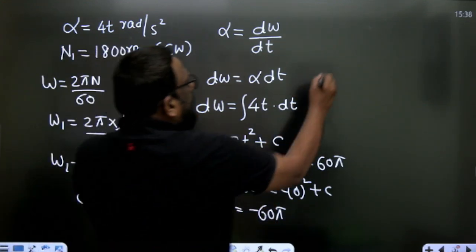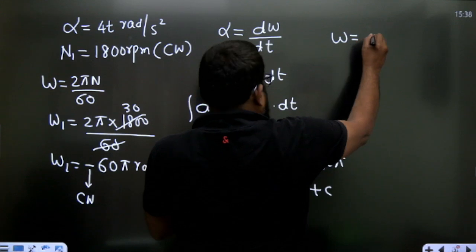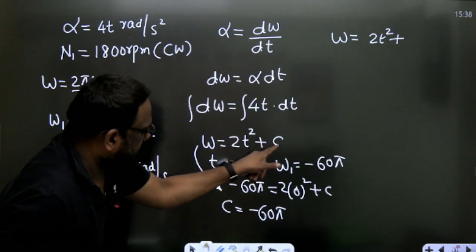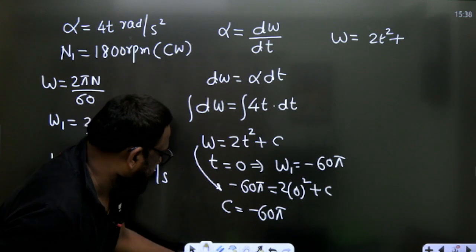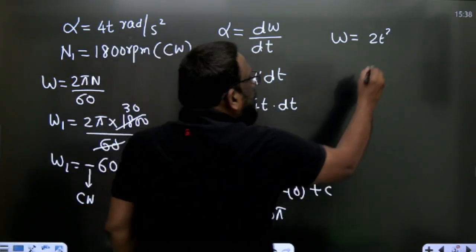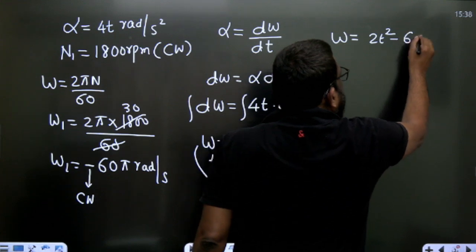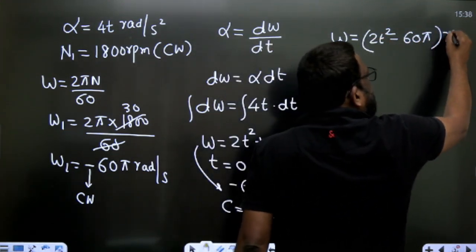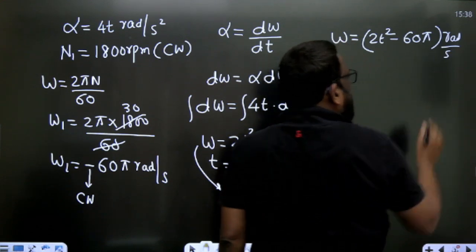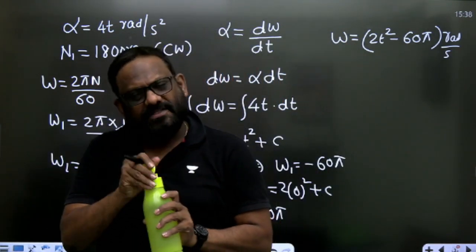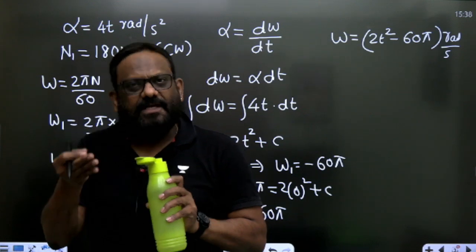So omega can be written as 2t square plus c, and c is minus 60 pi. So therefore omega is 2t square minus 60 pi. Please note down that this is in radian per second. If you get the value as positive omega, it is anti-clockwise. If you get the value as negative, it is clockwise.